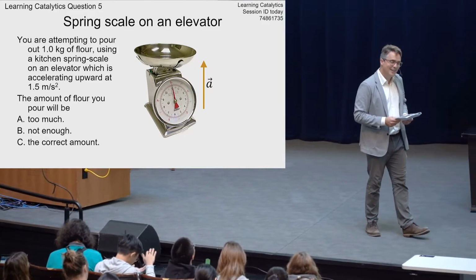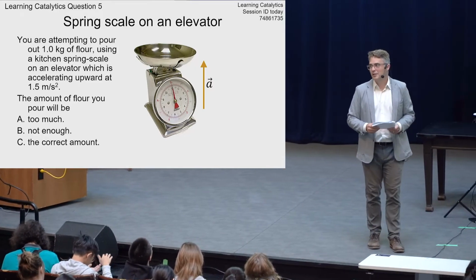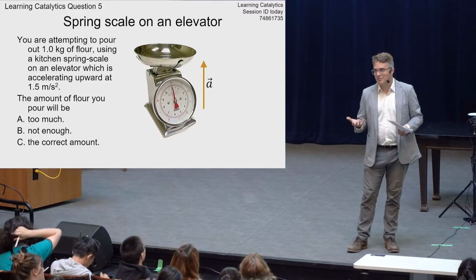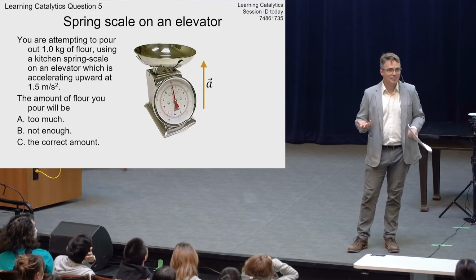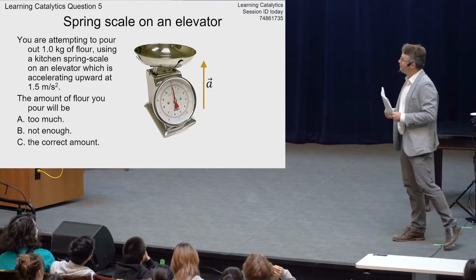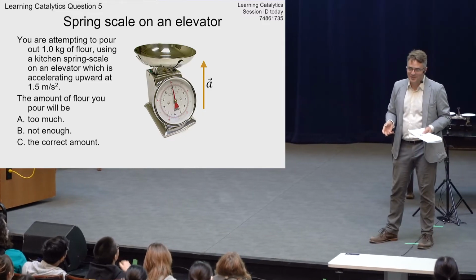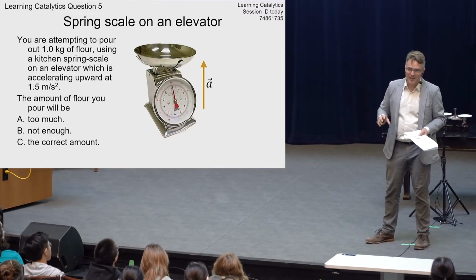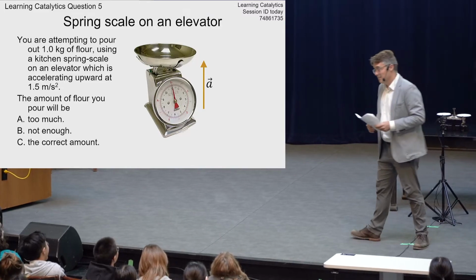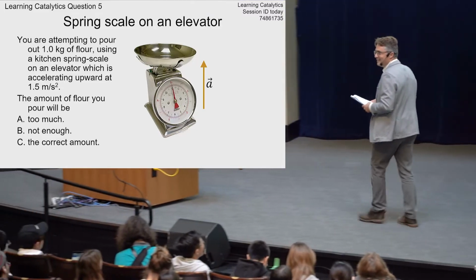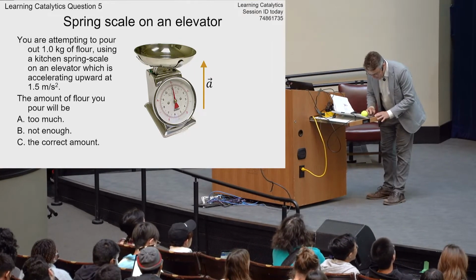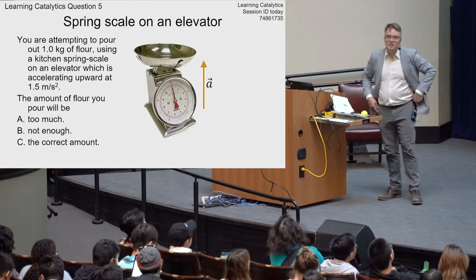And so I have a really good pizza dough recipe, which calls for a kilogram of flour. So I happen to have a spring scale that I always get out when I'm making pizza. So what if I were to measure the flour while I'm in an elevator that's accelerating upwards at 1.5 meters per second squared? How would this affect my pizza? Take a minute to think, pair, and share.